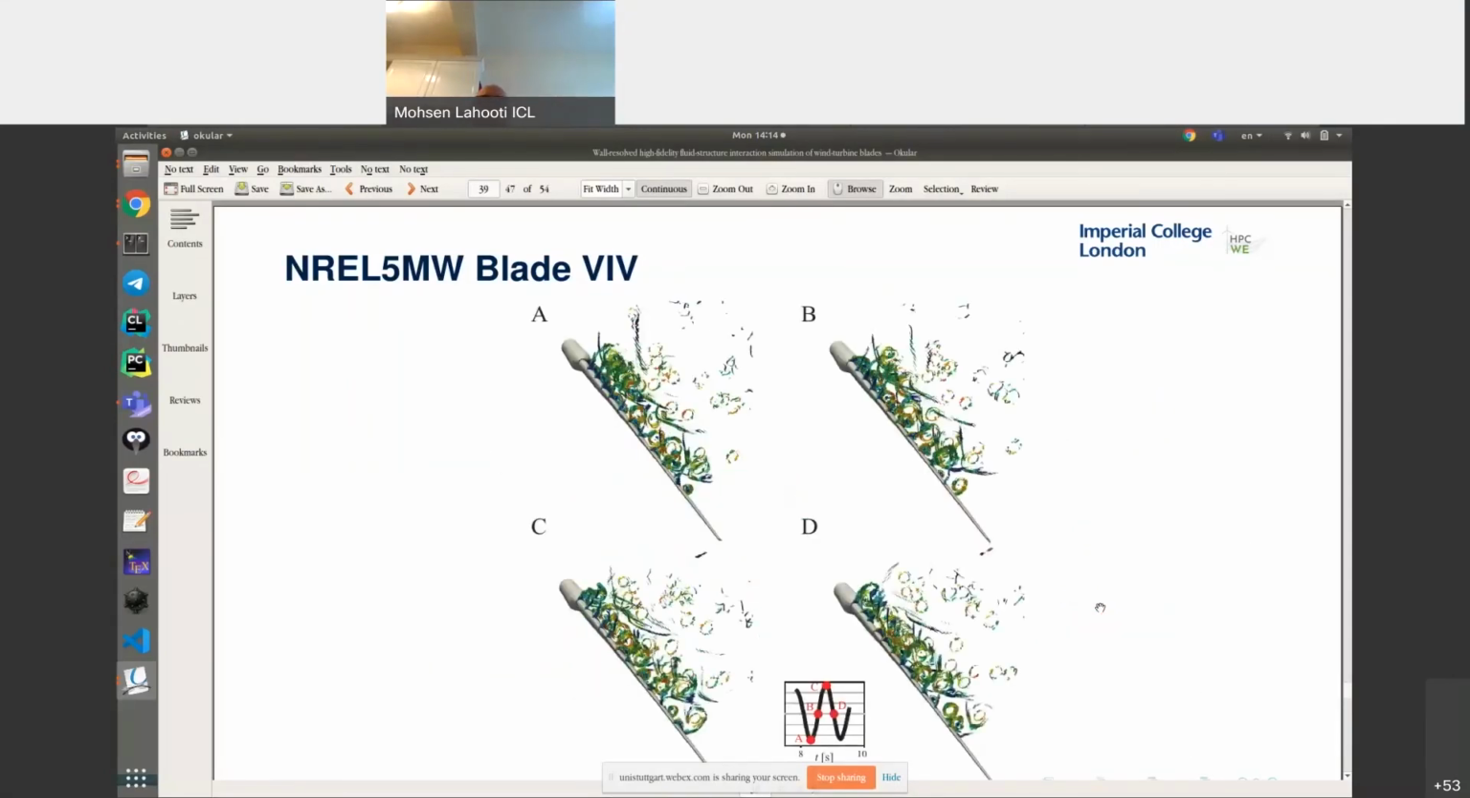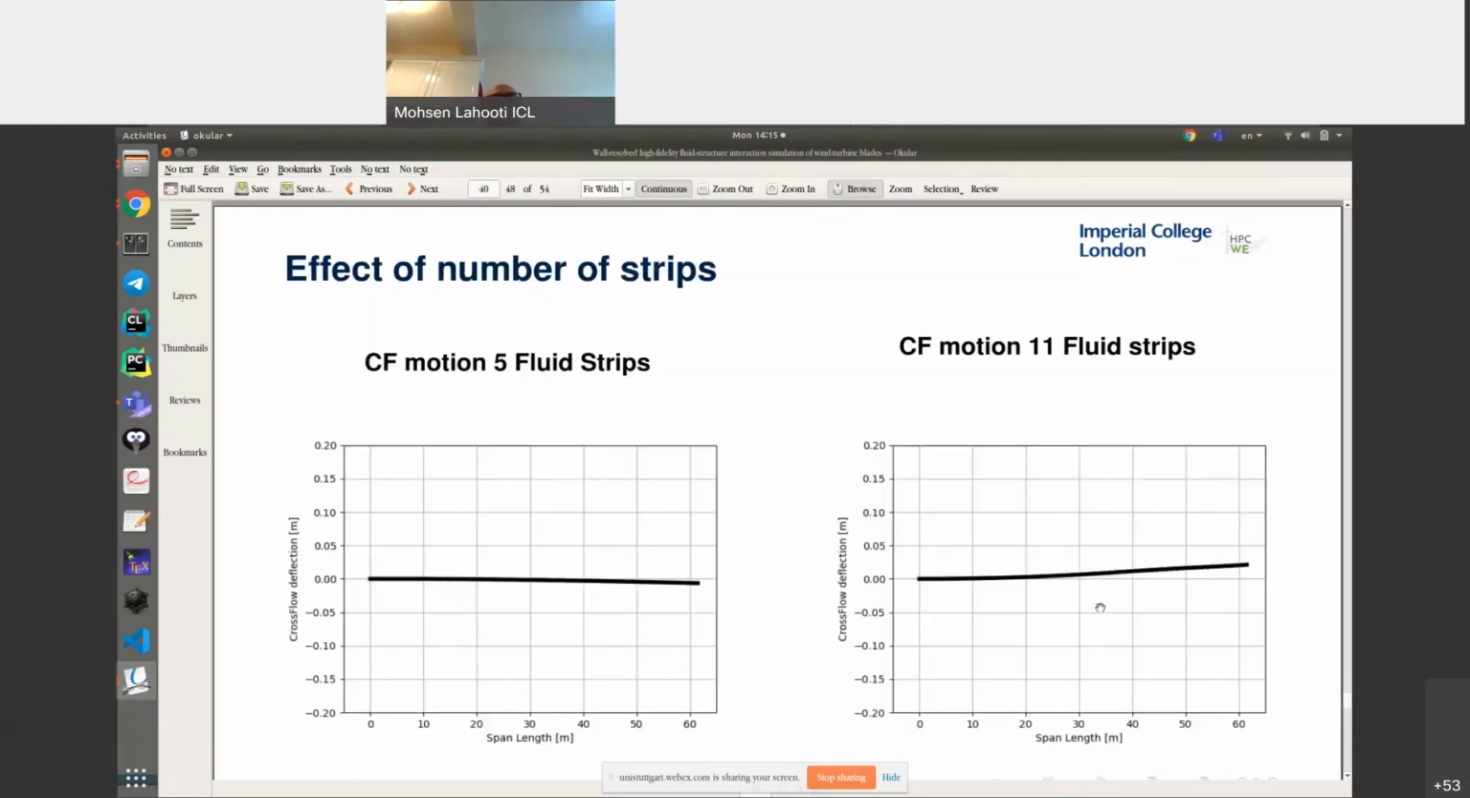Here is a snapshot of the flow at 4 different times. And as I mentioned, I'm still running various cases to investigate this thoroughly. For the effect of the number of strips, first we simulate this problem using 5 strips. For the CF motion, we get a very similar result to the 11 sections. However, the 11 sections have a smoother motion and a little bit larger amplitude in the CF direction.